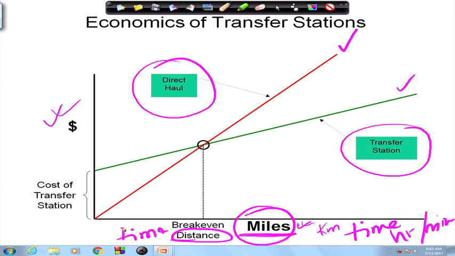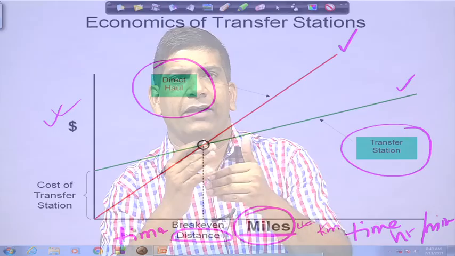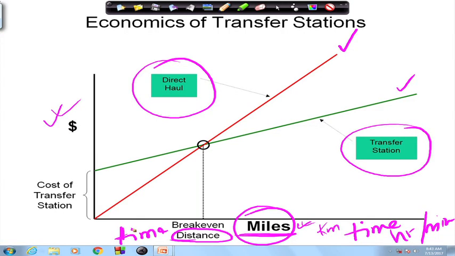Now, what is break-even time? What do we mean by break-even? Break-even is the point where the two costs match, and if it goes beyond that, the cost factor changes, as I will explain to you in this particular video. Let's look at the graph right now. So, what we are looking at is this red line.